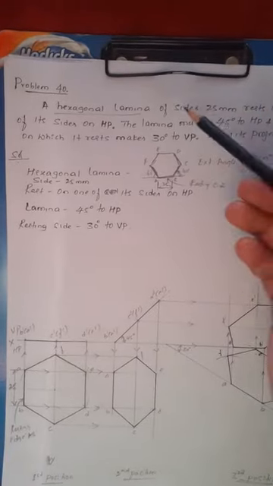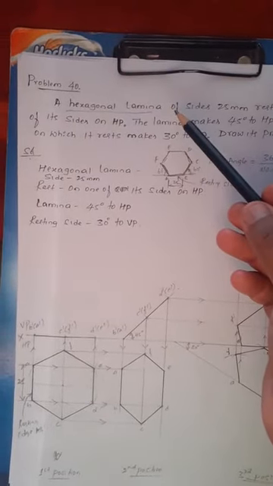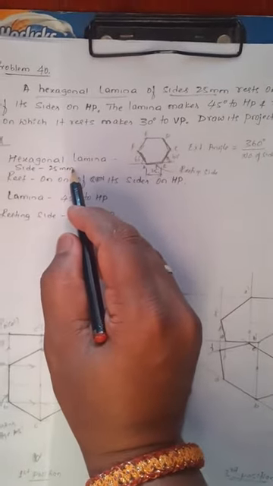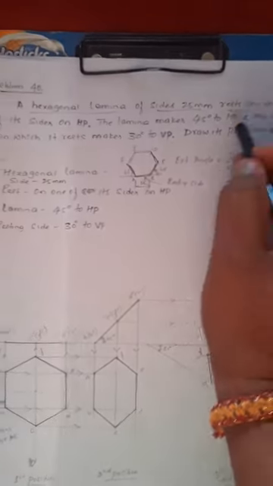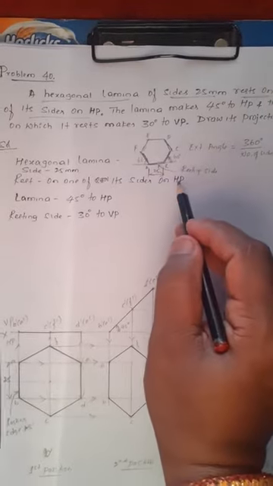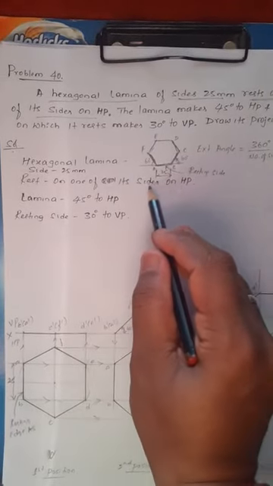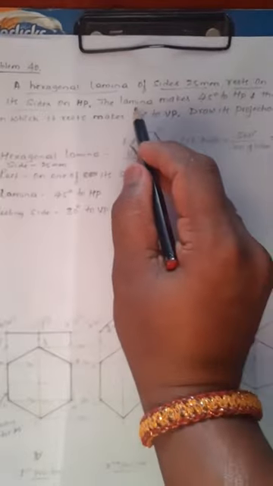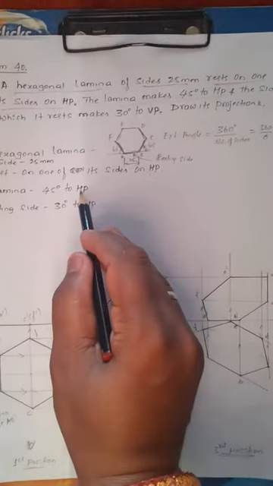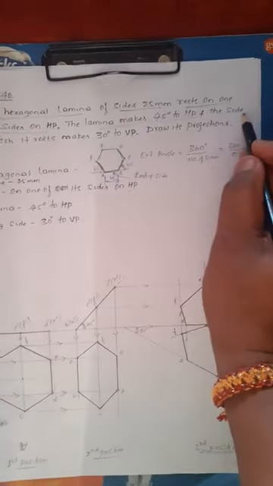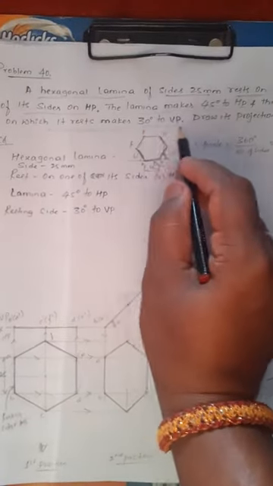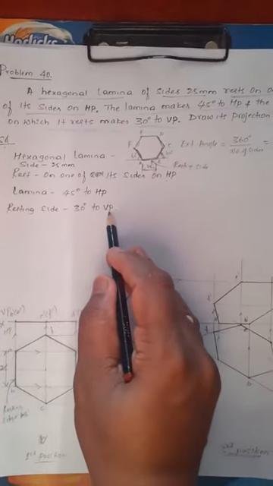First identify the type of lamina: it is a hexagonal lamina. What is the side? Side is 25 mm. Now the resting condition is that it rests on one of its sides on HP. Next, the lamina makes 45 degrees to HP. The side on which it rests, meaning the resting side, makes 30 degrees to VP.